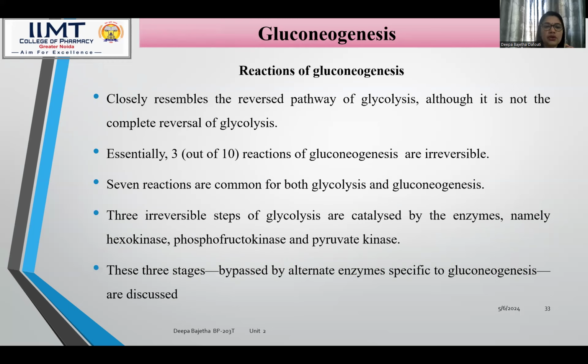The reactions of gluconeogenesis closely resemble the reverse pathway of glycolysis, although it is not the complete reversal of glycolysis. Essentially, 3 out of 10 reactions of gluconeogenesis are irreversible. 7 reactions are common for both glycolysis and gluconeogenesis.